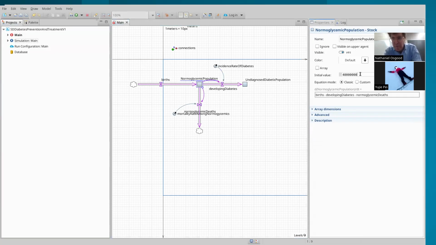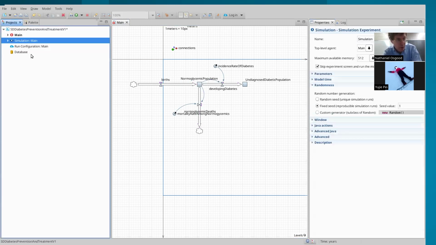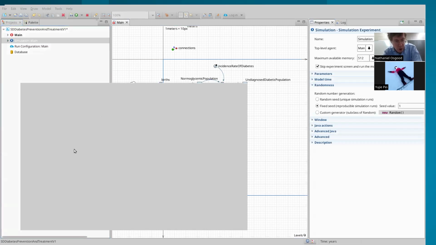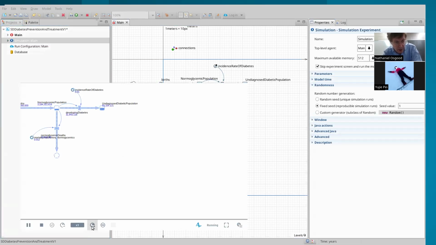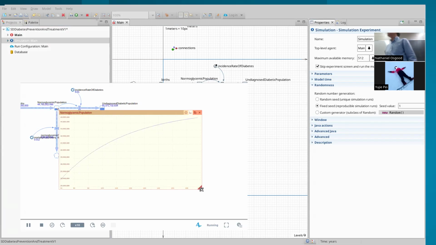I'm going to change it back to 40 million. I'm sorry. I should have done that. Let's be operating with something that's not so hugely and wildly out of balance. So here we go. And initially this normal glycemic population is going to be rising, but it's not going to be rising to 85 million as before. As Jihan noted, that's because then it was inflow equal outflow at 85 million.